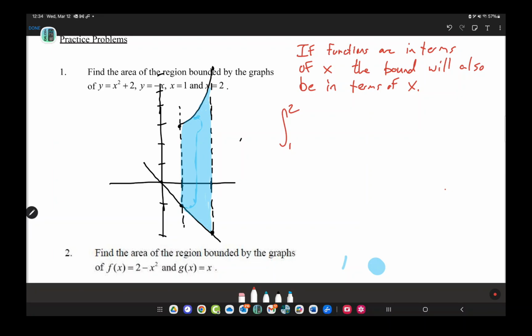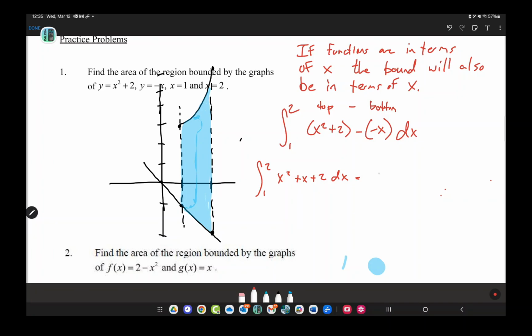All right. What's the top function? x squared plus 2 minus the bottom function, negative x, dx. Can you change that to plus x? Yes, you can simplify. So if you want to write this as the integral from 1 to 2 of x squared plus x plus 2, you can do that.